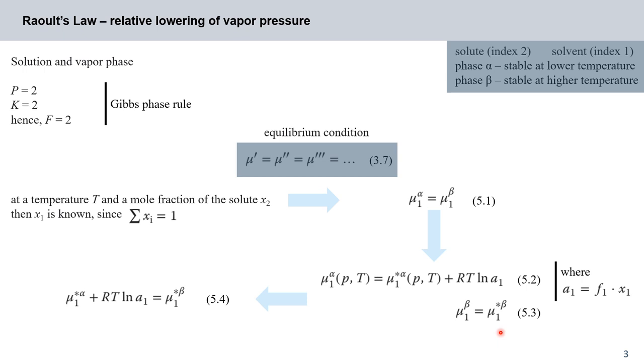Now let's plug in our result from equations 5.3 and 5.2 into equation 5.1, and we get an expression of the equilibrium condition in terms of standard chemical potentials: mu 1 star alpha, which is the standard chemical potential, plus RT ln a1 equals mu 1 star beta. So what do we learn from this equation? Well, we see that the chemical potential of a solvent in the solution is smaller than in the pure solvent. Hence the chemical potential in the vapor phase above a solution must also be smaller.